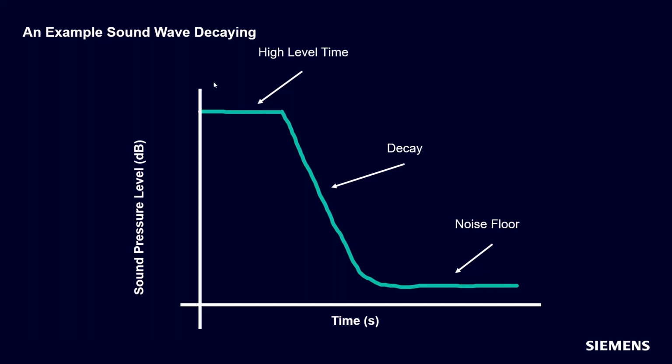Even if we don't have a 60 dB drop in our sound, it's easy to make comparisons to T60 times for a different environment, or as we'll talk about a little later, T60 times for different materials when we're calculating sound absorption.